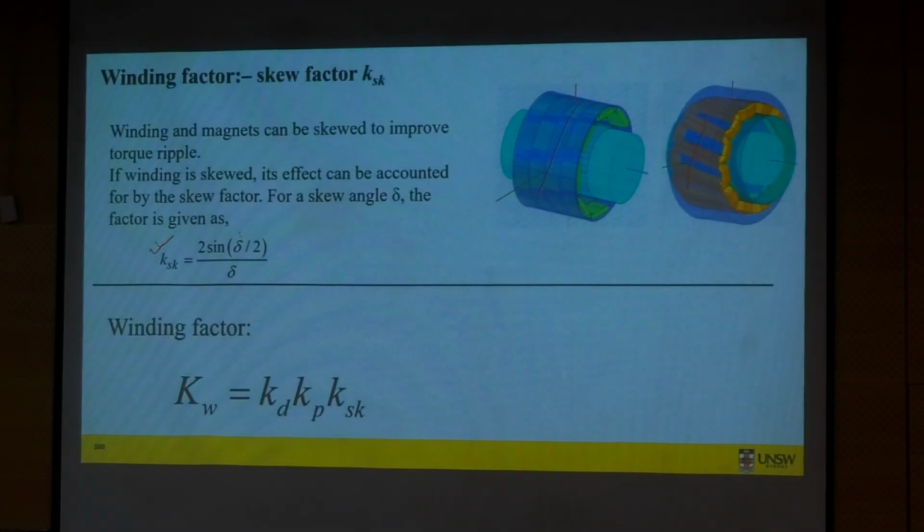And again, it may not be equal to 1 when you have skewing, and that will affect your winding factor. So winding factor will be further reduced. But you may want to do skewing for reducing torque ripple. So it's a compromise, whether you want a higher winding factor or whether you want to improve torque ripple by doing a skewing.